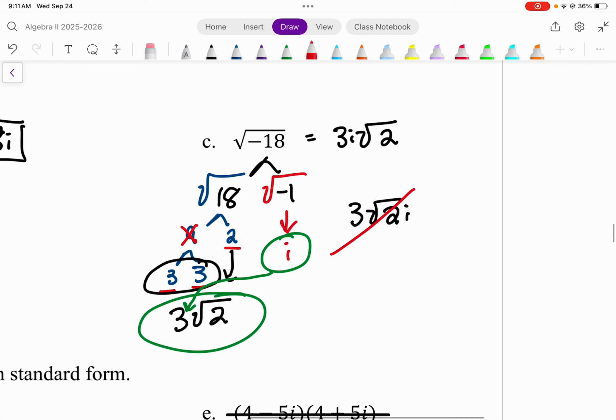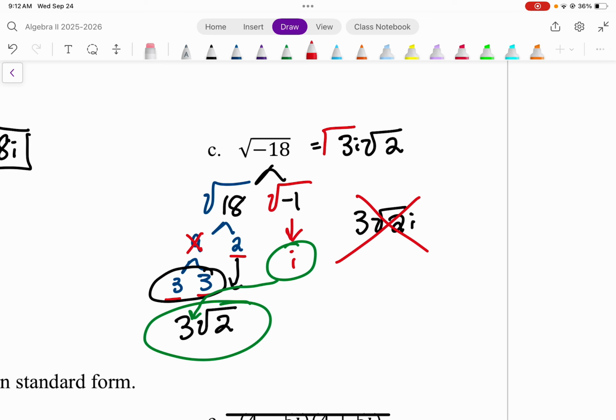So we don't want to write it this way because you might lose points because it looks like the i is underneath the square root, which would be a wrong answer. So anything out of the square root goes in front. Anything left in the square root goes underneath it.